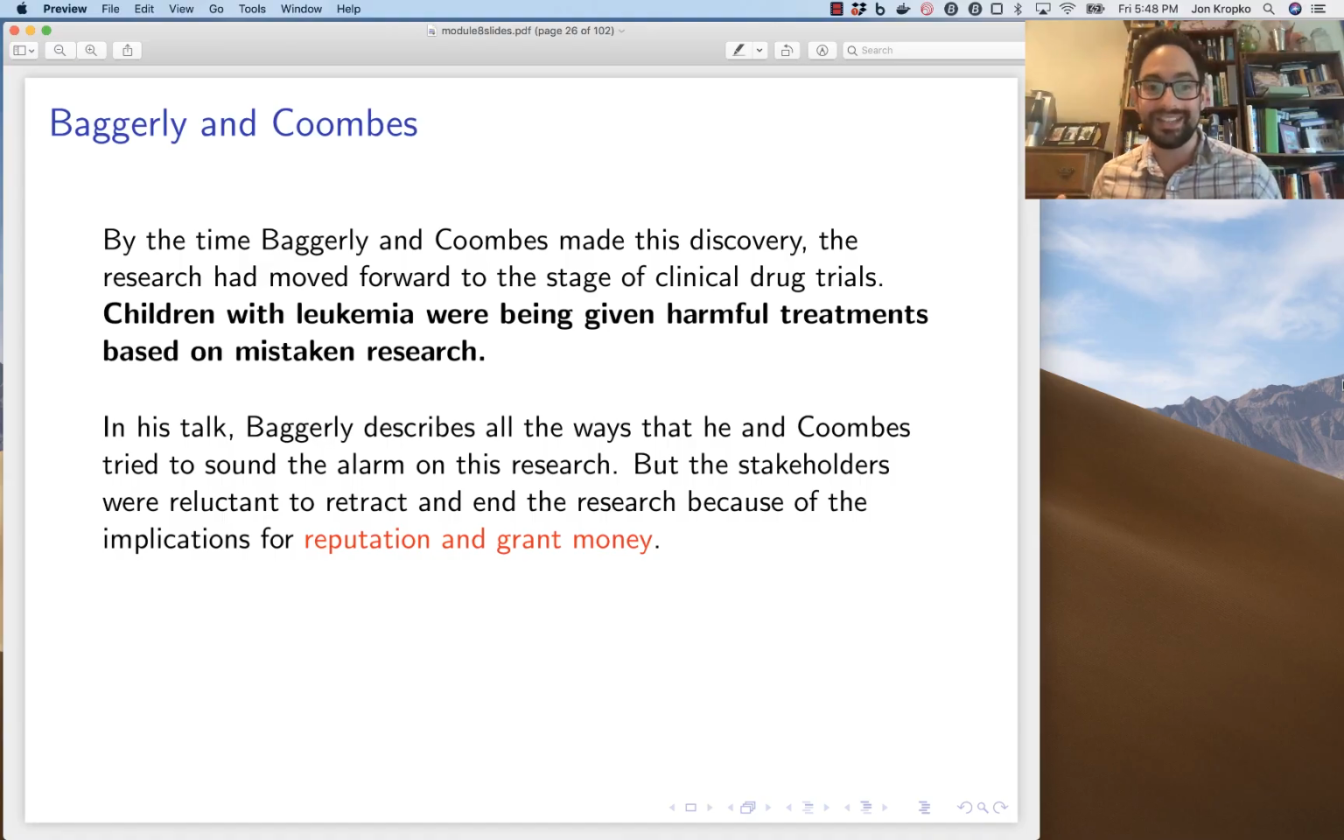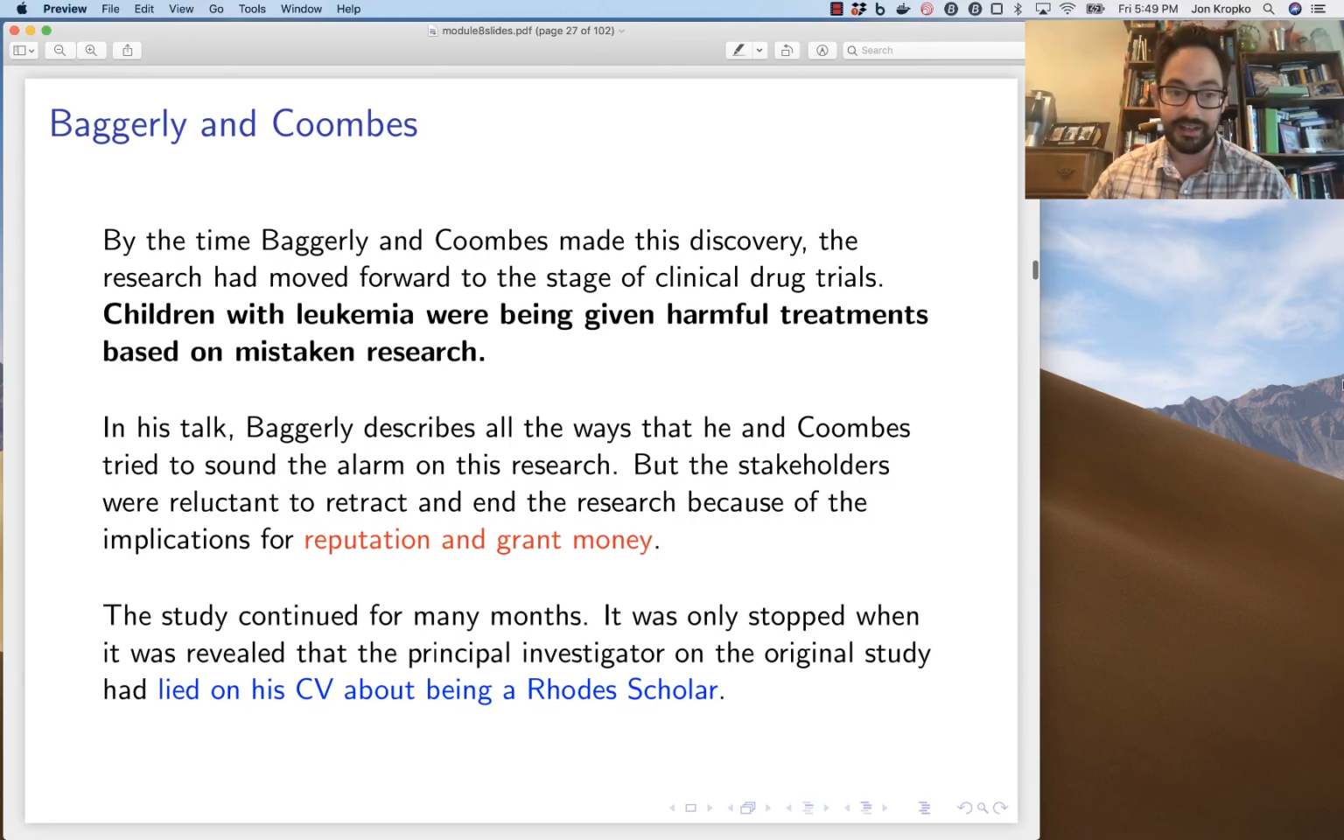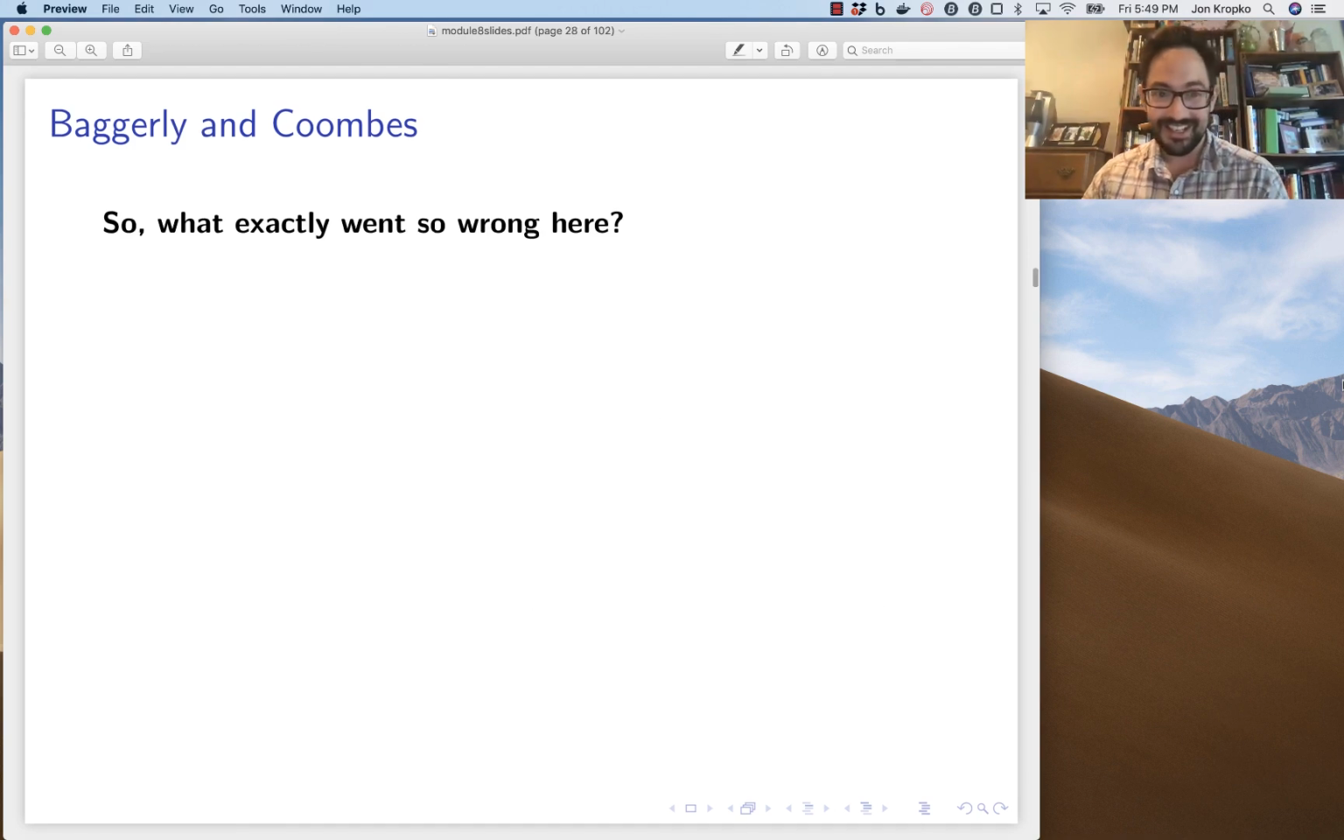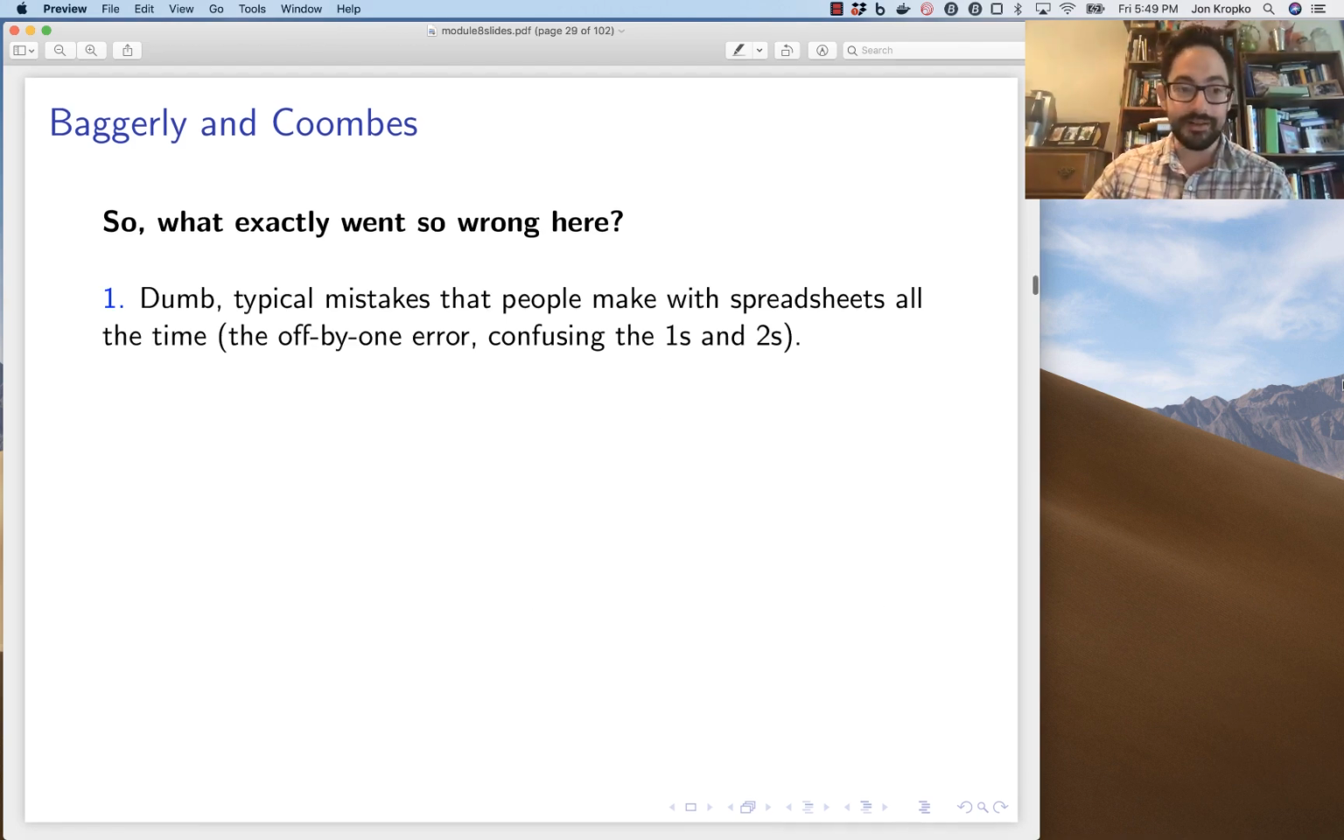There were so many stages in which it should have been stopped, and then it didn't. And it becomes this whole story about people hiding their research mistakes because of reputation and grant money and things like that. It only stopped after it also was discovered that the principal investigator in that original study lied on his CV about being a Rhodes Scholar. Like, that's what got people's attention. Whatever. So what exactly went so wrong here?